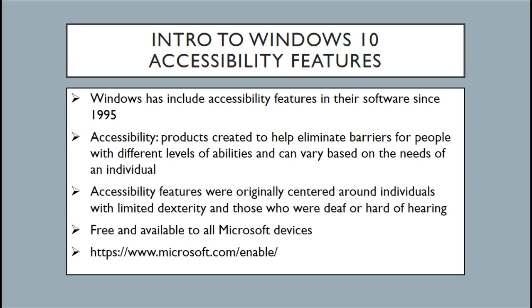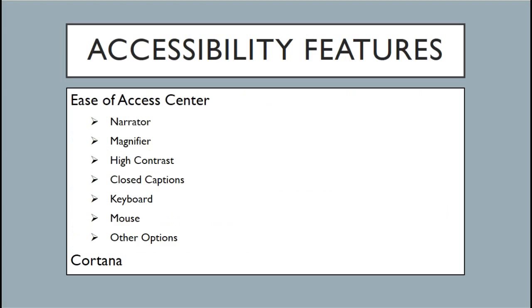In this training, I'll provide a brief overview of several different accessibility features, but if you're interested in learning more, feel free to check out the link below. The accessibilities I'll be discussing in this training are going to be the Ease of Access Center and Cortana. In the Ease of Access Center, there are a variety of different features that can be used to make your device more accessible. In this tutorial, I will be briefly describing the purpose of each feature and demonstrating how each of them works. So let's go ahead and get started.